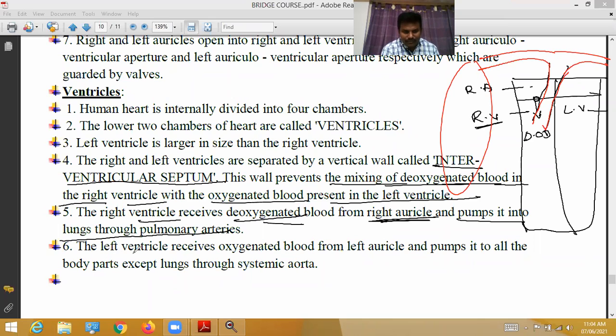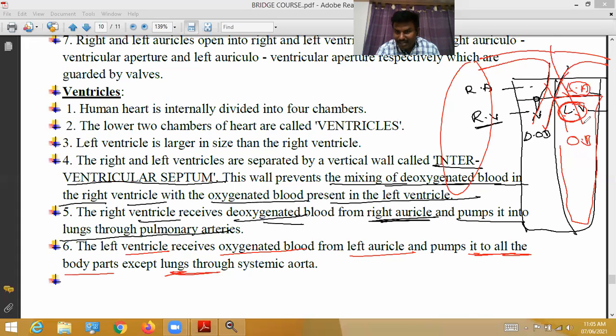The left ventricle receives oxygenated blood from the left auricle and pumps it to all the body parts except the lungs. From here, one large artery, the aorta, arises. Already I showed it in the picture. Again I will show it in the picture, have a look.